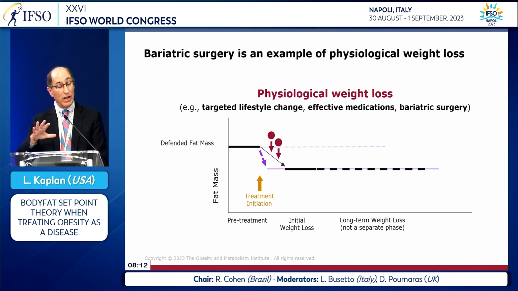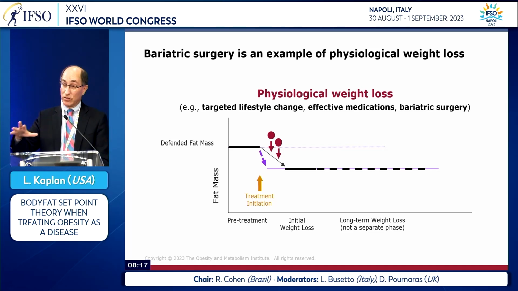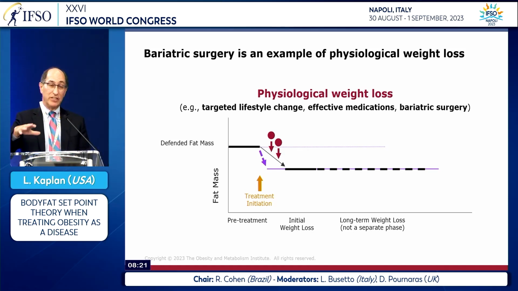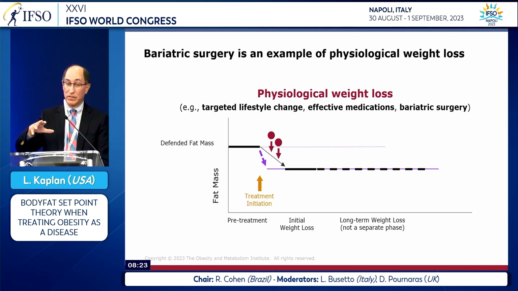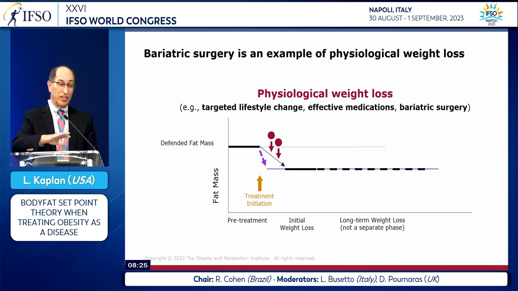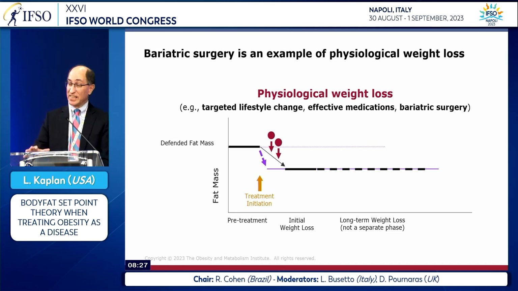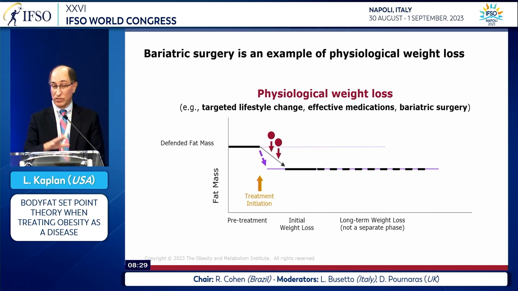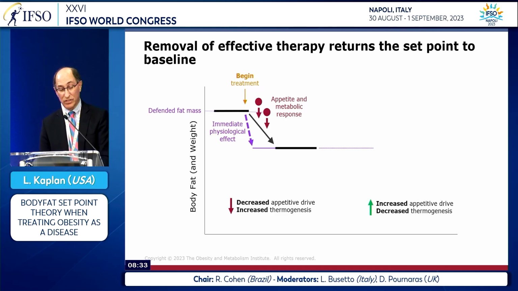And that's why you have relatively less weight regain after drugs or bariatric surgery. Bariatric surgery, average weight regain over 10 years is about 25%. Calorie restriction, average weight regain over 10 years is 80%. So just the difference between 25 and 80% is the difference between physiological and non-physiological.